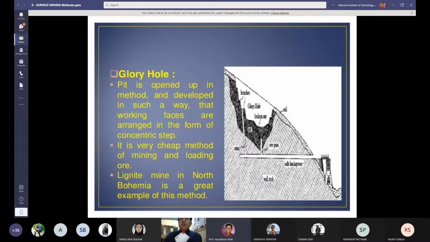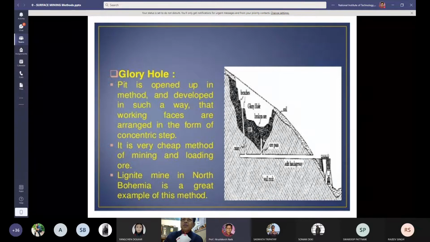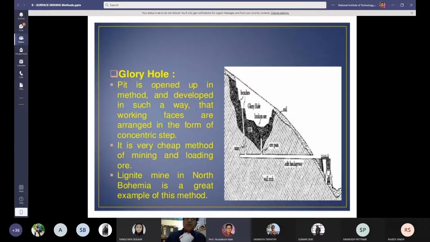This glory hole is clearly explained in this diagram. The black portion is the mineral you are going to mine, and this is the vertical hole through which the mineral is taken downwards to this adit haulage, and these vertical holes are also called ore passes, through which the ore passes downwards through gravity. After the mineral is taken to this place, crushing and grinding is carried out in this crushing plant, and the mineral is beneficiated.